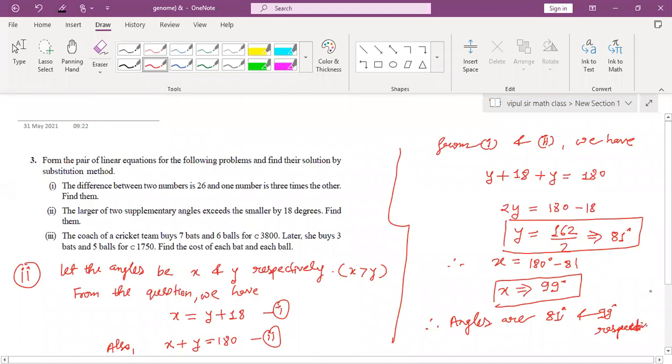Okay. So this is all for today's class. Question number 3 is homework, you can solve it by yourself. The symbol used here is the symbol of rupees, don't be confused about this one. If you take the cost of one bat as x and the cost of one ball as y, the first equation will be 7x plus 6y equals 3800, and the second equation will be 3x plus 5y is equal to 1750, and then solve it by the method of substitution and find the values of x and y. So question number 3 is homework.